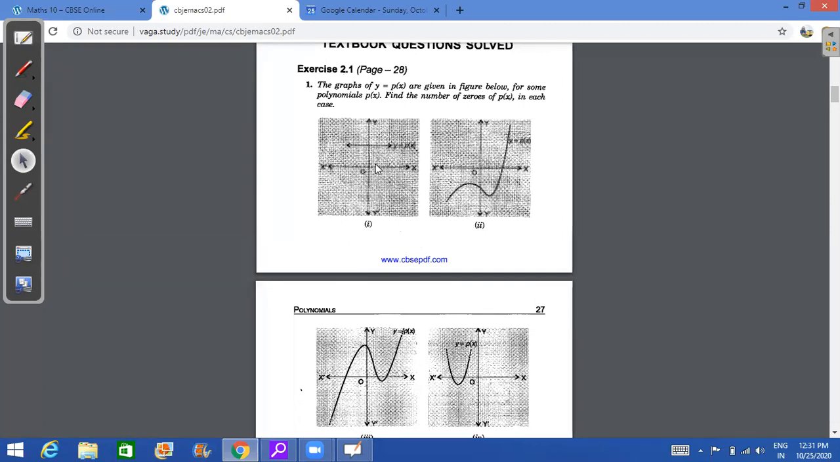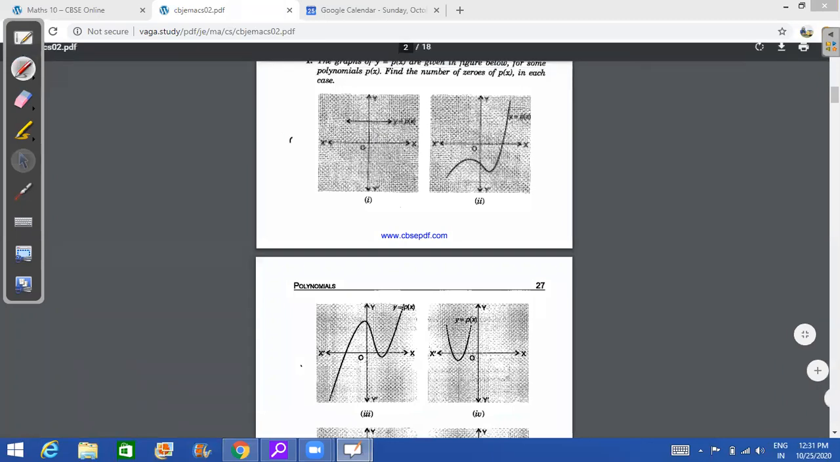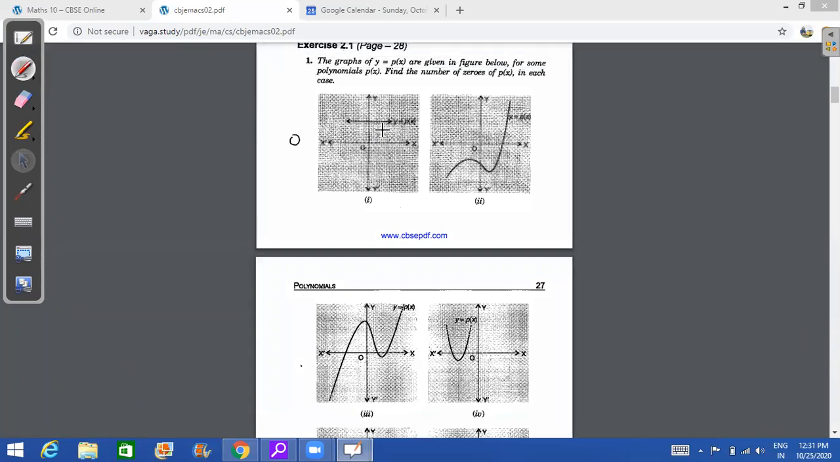So how many times is the graph intersecting the x-axis here? That has to be seen. It is not intersecting the x-axis at all. So I will say this doesn't have any zeros.